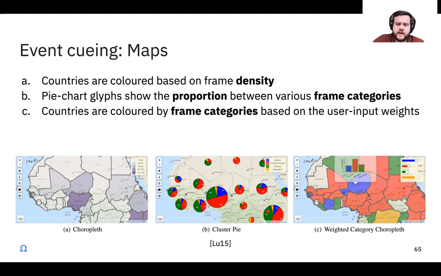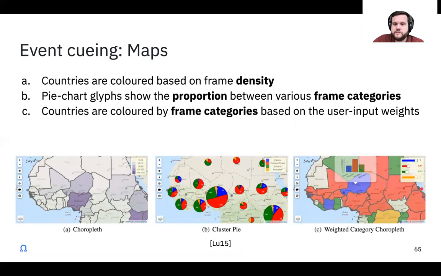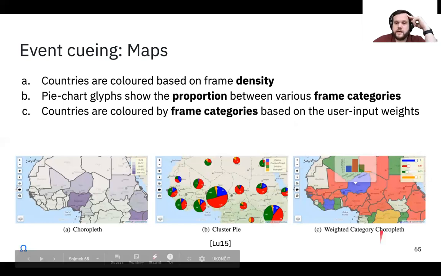And then we have this hybrid so-called weighted category choropleth, where countries are colored by those frame categories that we see here, and they are based on the user input weight. So you punch in which ones are important to you, and then it will try to determine the dominant color based on your weights, basically. So if you want to suppress or highlight a certain part, then you certainly can.